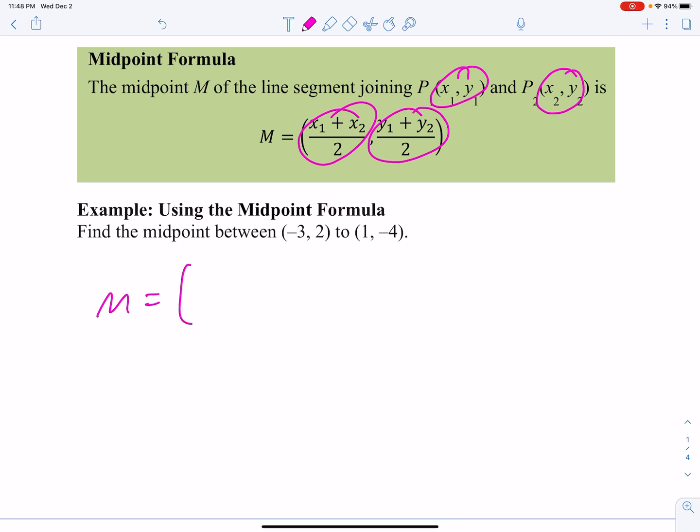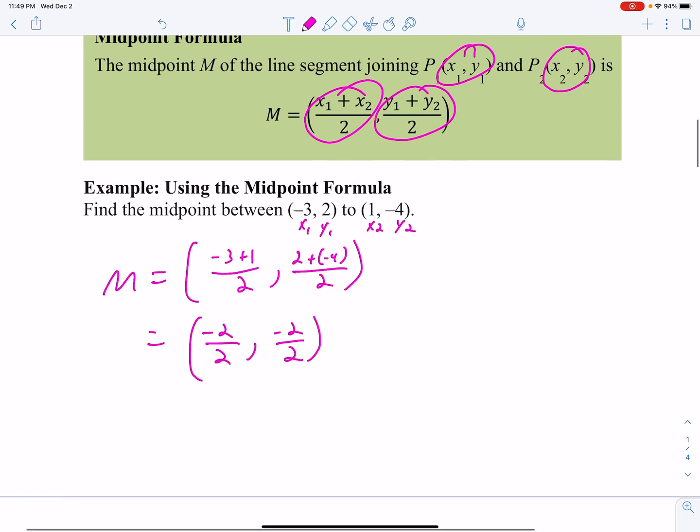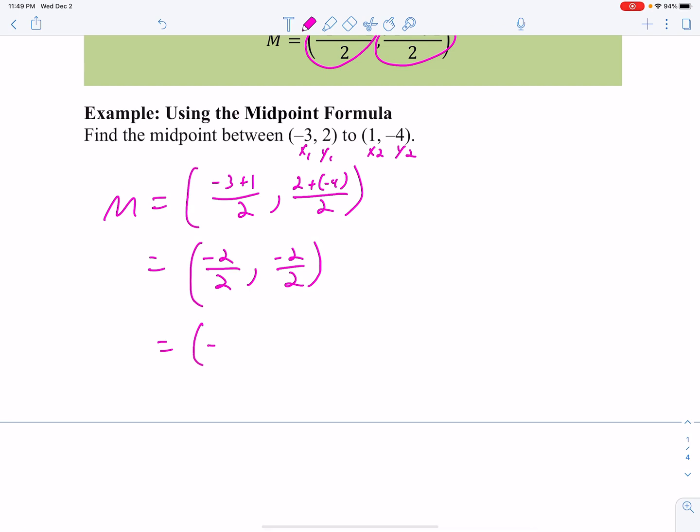So again, we'll do this x1, y1, x2, y2. All right, x1 plus x2, negative 3 plus 1 over 2, comma, y1 plus y2, so 2 plus negative 4 over 2. All right, and we simplify. Negative 3 plus 1 is negative 2 over 2. 2 minus 4 is negative 2 over 2. Well, that's convenient, right? Both of these reduce to negative 1. And there's your midpoint.